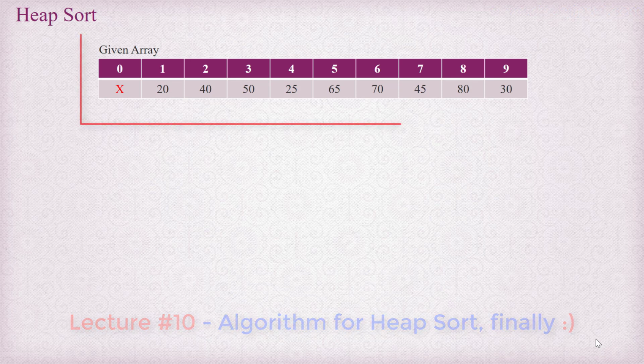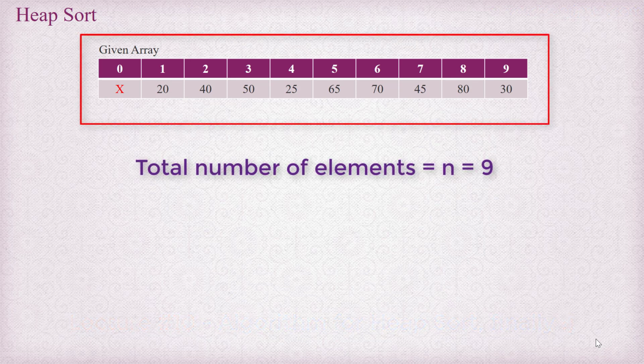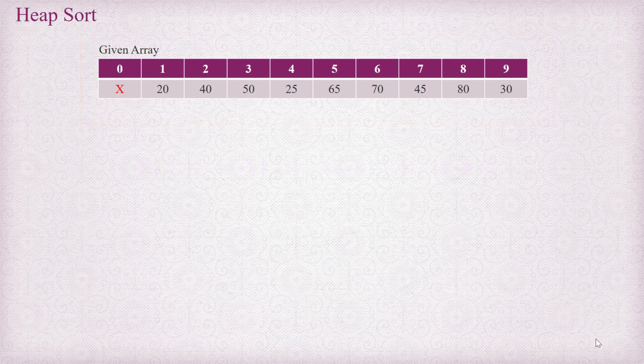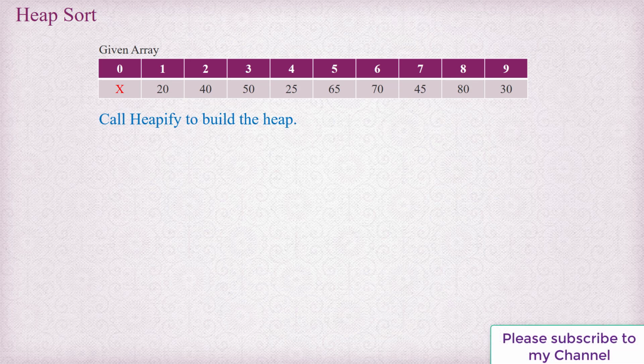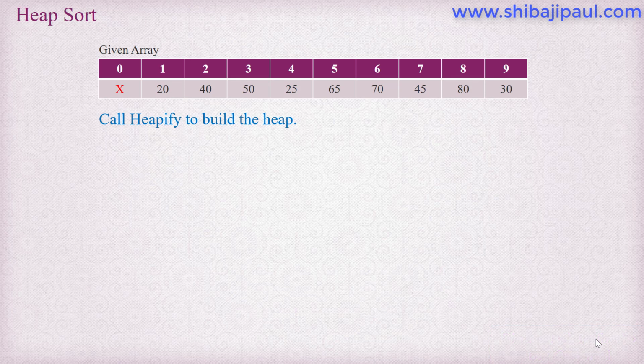So here we go. That's the given array with 9 integers that we need to sort in ascending order. The first thing is that you need to build a heap from that array's elements. And we can do that just by using the heapify operation. So the first thing we do in heap sort is call heapify to build the heap. If your intention is to sort in ascending order, then build a max heap. Otherwise, if you are looking for descending order, then build a min heap.